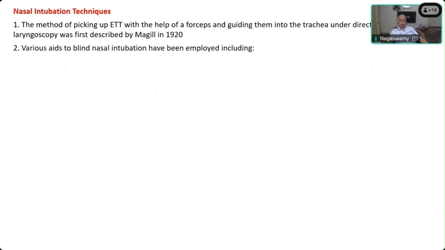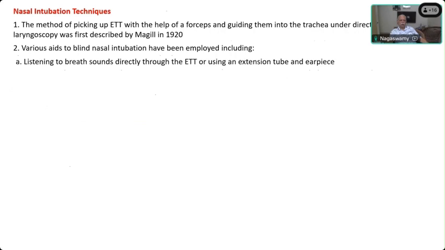And there are various aids for blind nasal intubation also. One is listening to the breath sound through the ET tube, or using that small equipment which she described, which will give us a whistling sound. You can attach it to the distal end of the tube, and through the patient's expiratory air, it will give a whistling sound. And you can inflate the tracheal cuff slightly and try to bend the tip towards the trachea and glottis and push it.